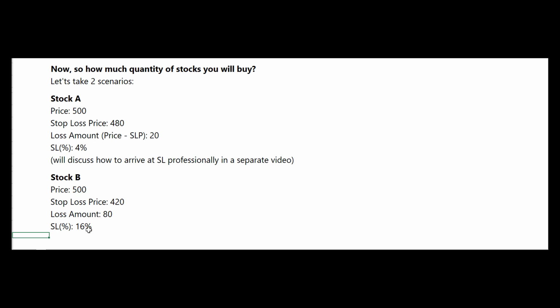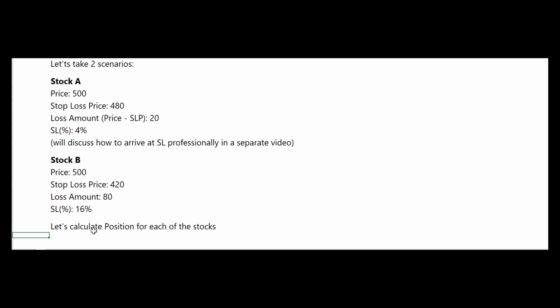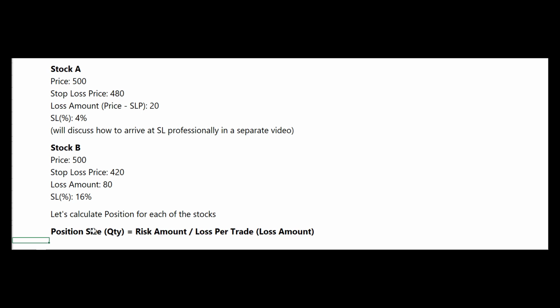It is too high, it is just theoretical. You are not going to set a 16% stop loss in any case. It's just theoretical to let you understand how we are going to calculate the quantity. So let's calculate the positions.